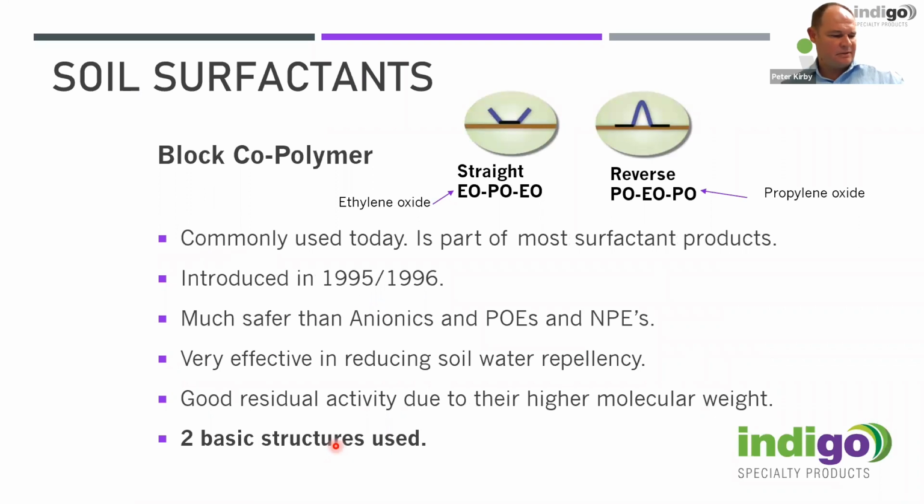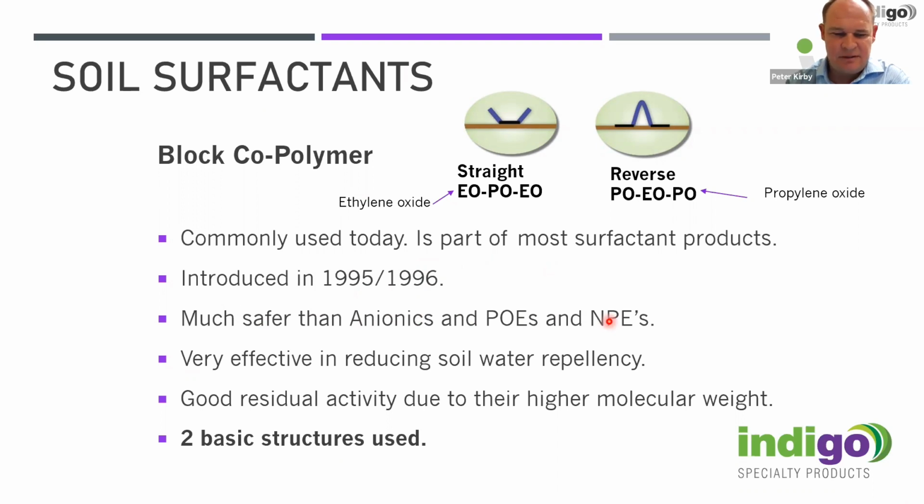Okay, so now we're into the crux of the technology that's used the most in wetting agents. Block copolymer technology is pretty much a standard in the surfactant industry, and you won't find too many products that don't have some form of block copolymer in them. They're the most commonly used today. They were introduced in the mid-90s. They're much safer to the plant than anionics, and the previous products we've spoken about.